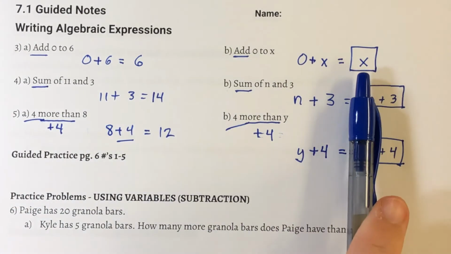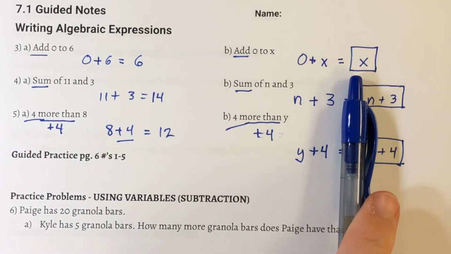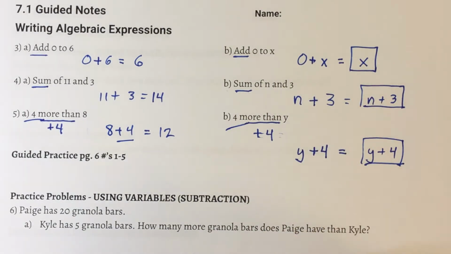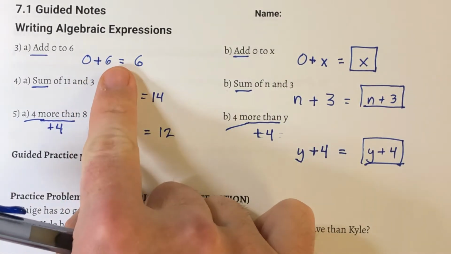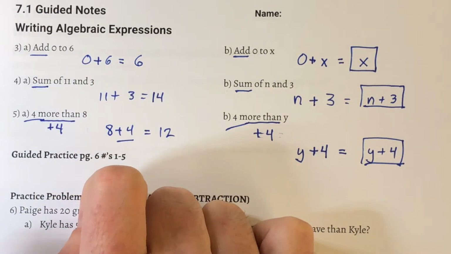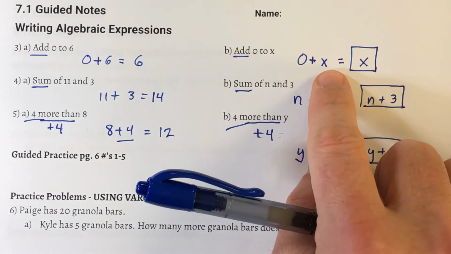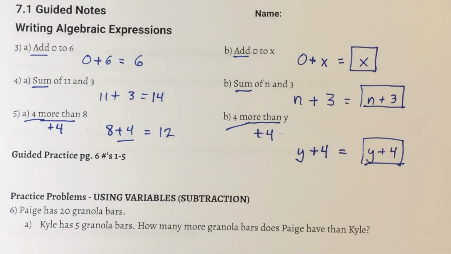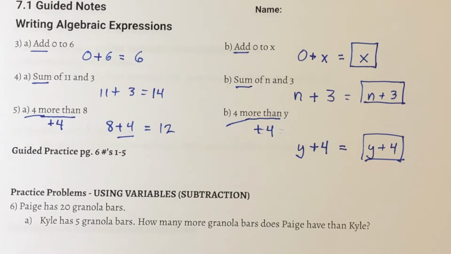Again, why is this one x and not 0 plus x? Because anything added to 0 is going to be itself. Like if I said, what's 0 plus 1? It's going to be 1. What's 0 plus 2? It's going to be 2. Doesn't matter what x is. That's what your answer is going to be if you're adding nothing to it. All right, that's addition.